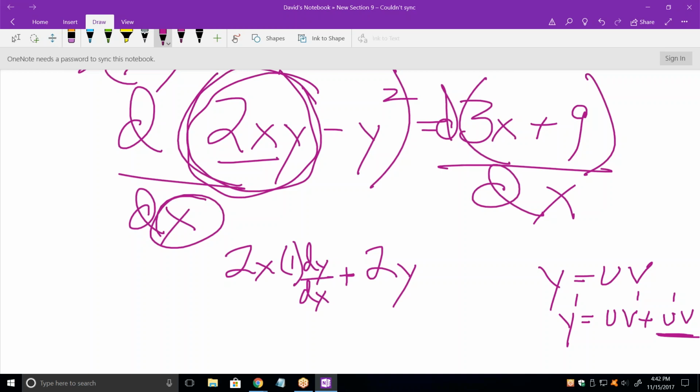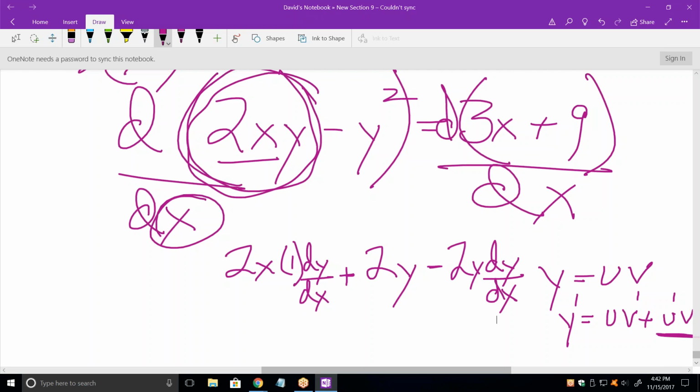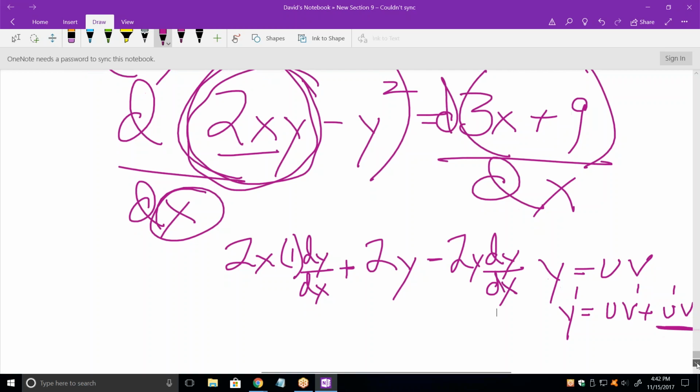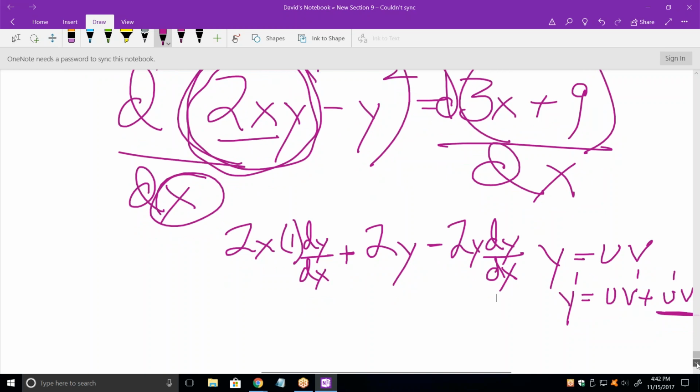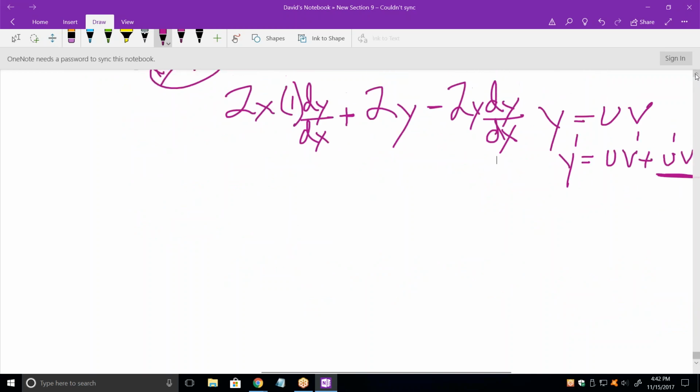Now, let's continue on. Minus what? That would be 2y dy dx. Yep. Now, I'm going to scroll down and rewrite this from the left. In other words, when you're doing implicit differentiation, it's also some difficult algebra, but not as difficult. Okay. So here's what I've got so far.